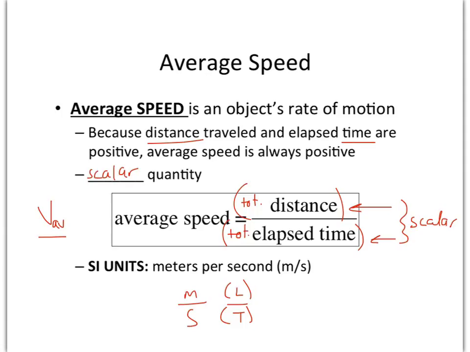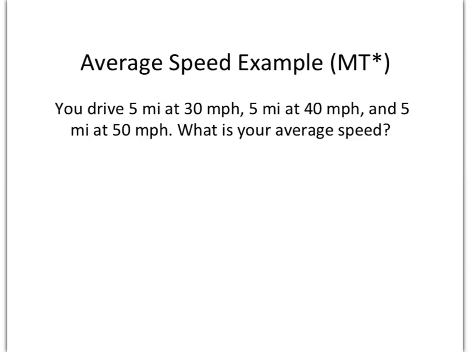Let's do a quick example of calculating speed with this next problem. You have three different speeds. When you're driving your car, you almost never drive exactly the same speed for a whole trip. You drive at various different speeds. This guy drives 5 miles at this speed. MPH is miles per hour. Then he drives another 5 miles at 40 miles per hour and 5 miles at 50 miles per hour. So the question is, what is the average speed?